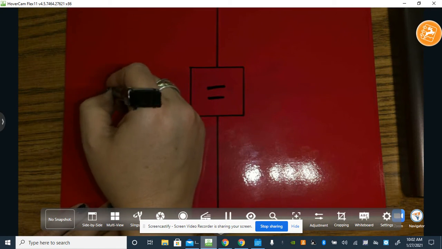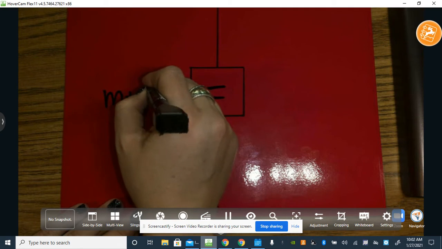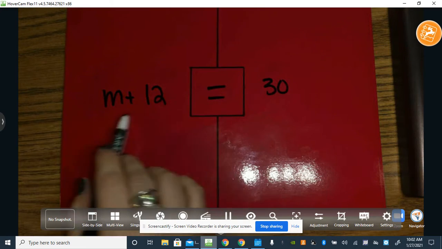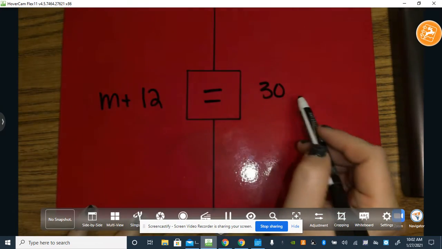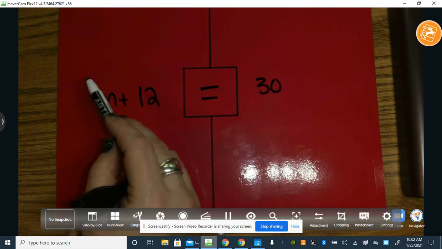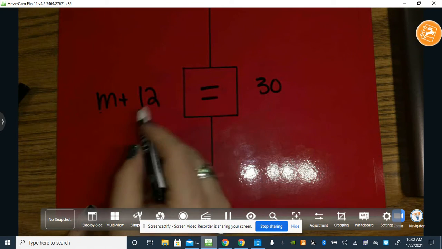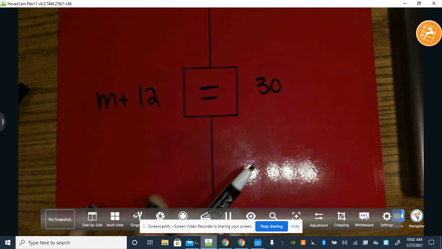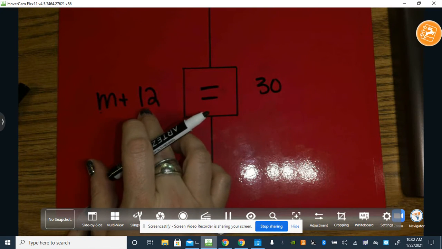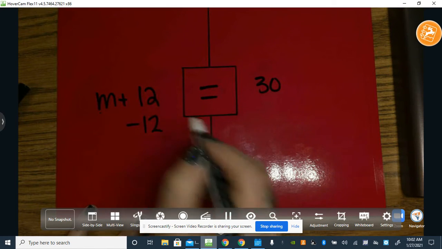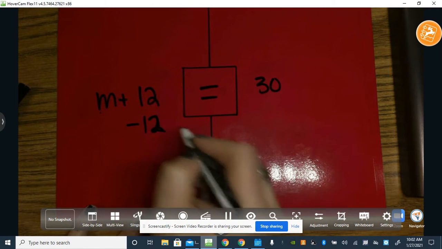So I have m plus 12 is equal to 30. Okay, with my mat, I have my variable on one side and what it equals on another side. And I need to figure out what m by itself is going to equal. So I have plus 12. Well, I need to get rid of that plus 12. With inverse operations, that means I need to take that 12 away. So I need to subtract 12 on this side.